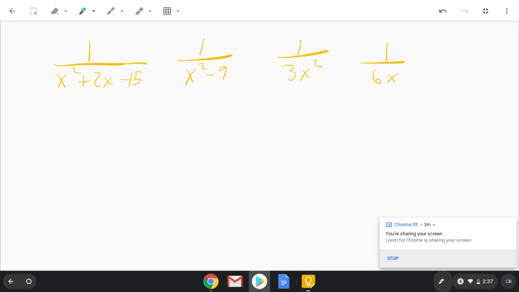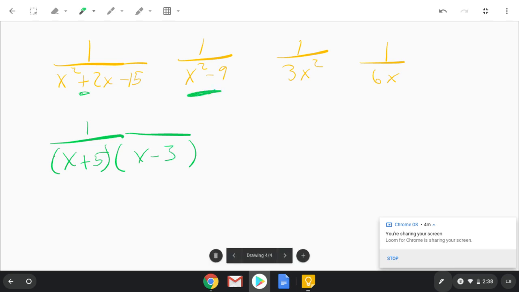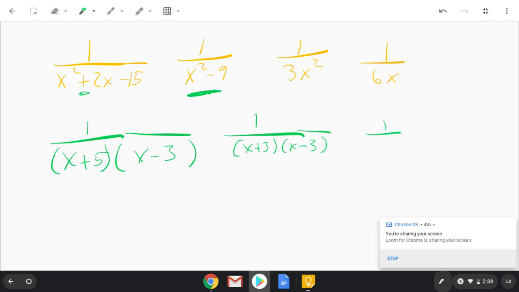Oh, spoiler. We need to factor these first. So let's do that. 1 over factors of -15 that subtract to give us 2. That's going to be x and x. One's plus, one's minus. The 5 has to be positive because the middle term's positive. And this has to be a 3. This one is a difference of squares. So we have 1 over x plus 3, and then x minus 3. And then these two expressions, 1 over 3x squared and 1 over 6x.